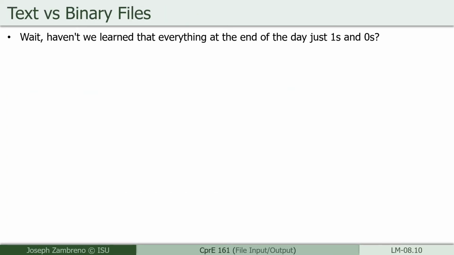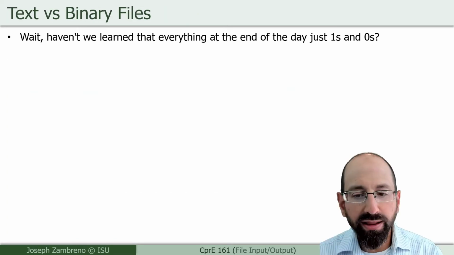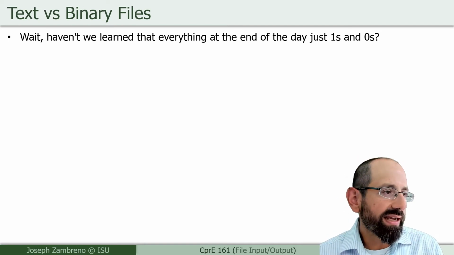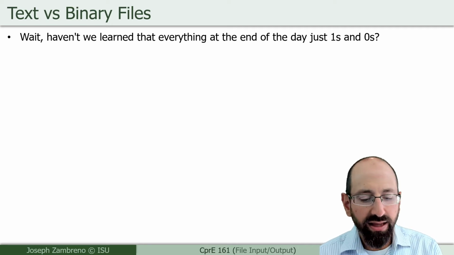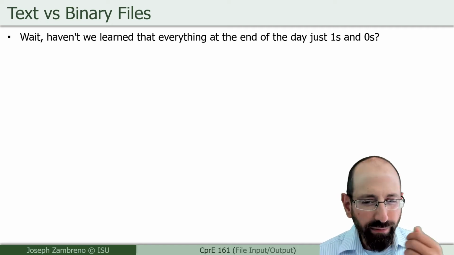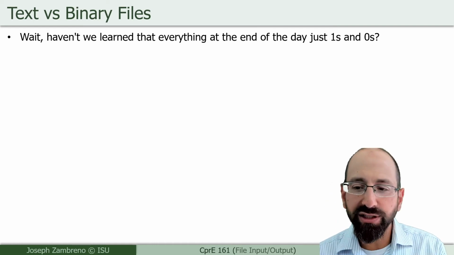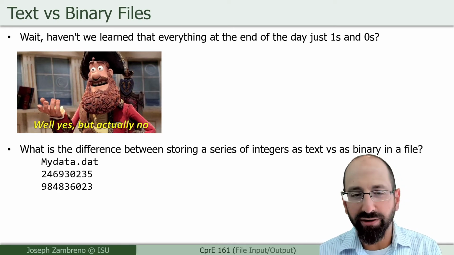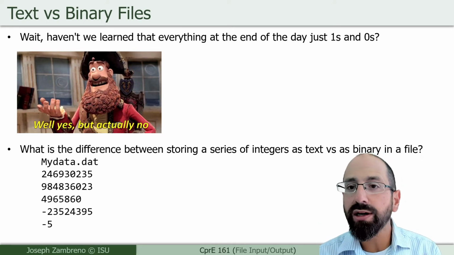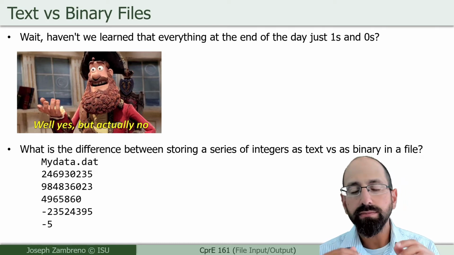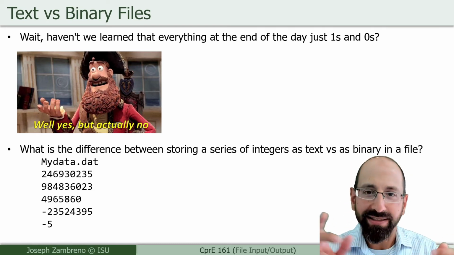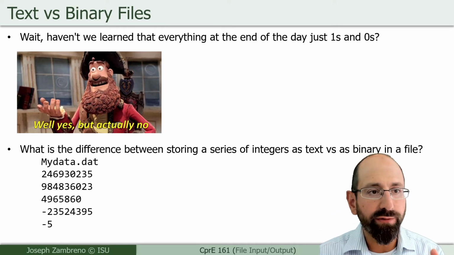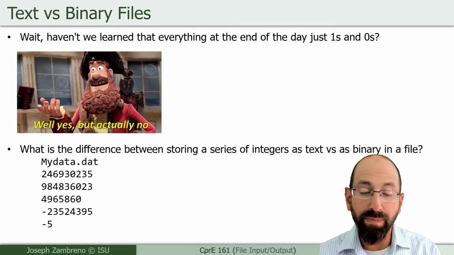An important thing I want to then touch upon as our final topic in this video is, haven't we discussed and decided that everything at the end of the day is just ones and zeros? Everything is binary. So what was this discussion about text versus binary files? Everything is a binary file, right? In a sense, everything is stored as ones or zeros. That is technically true, so I say, well, yes, but actually, no. There is a difference in storing data in this text format versus storing data in this binary format.